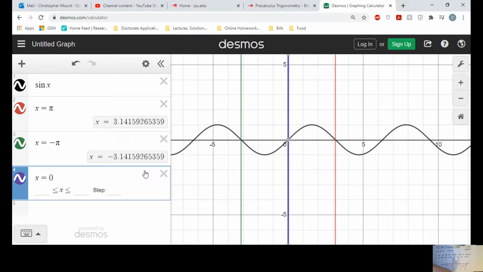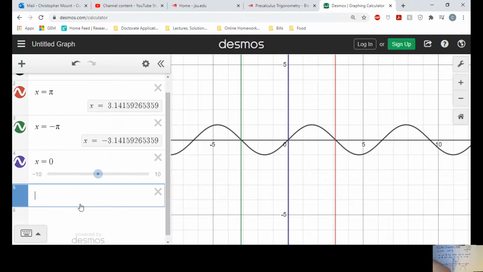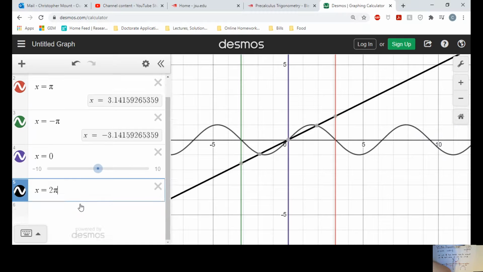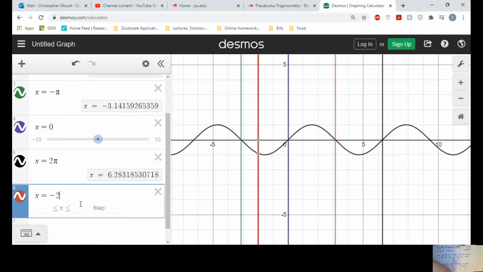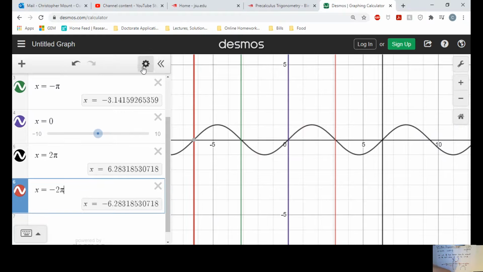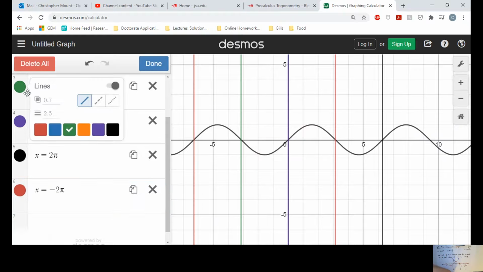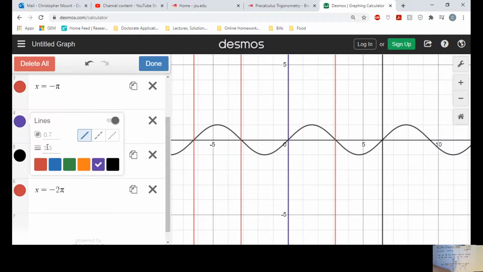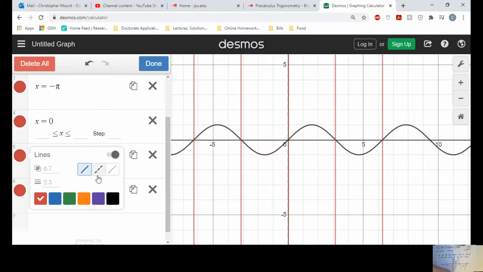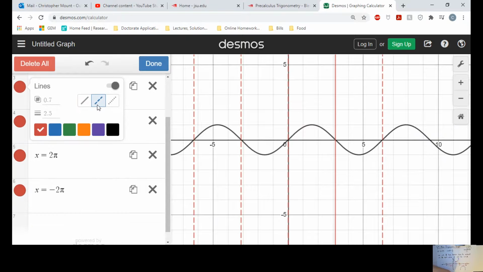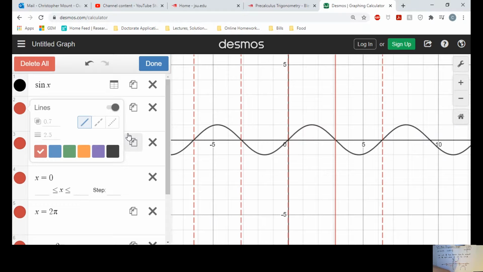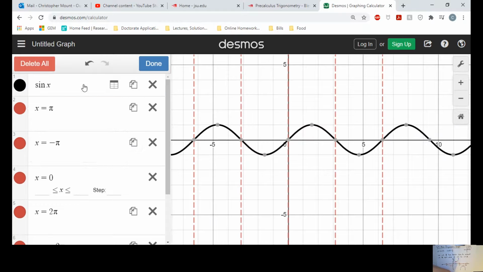And then I'll just do the 2 pi's. I'm not going to list all of them, obviously. There's infinitely many. Wouldn't be able to list all of them. All right, and now I'm going to make them all red. Red dashed lines. Cool.